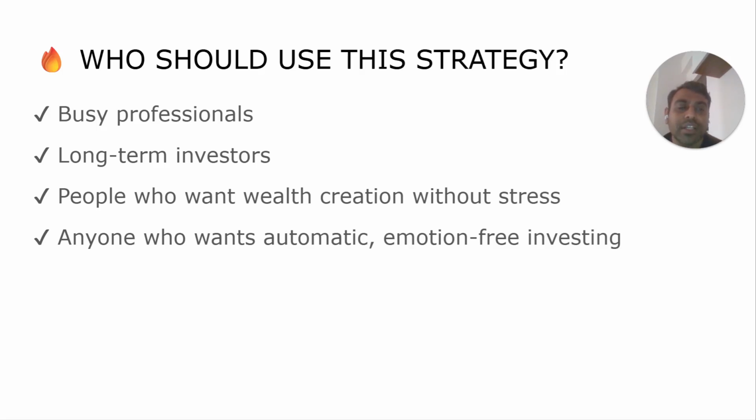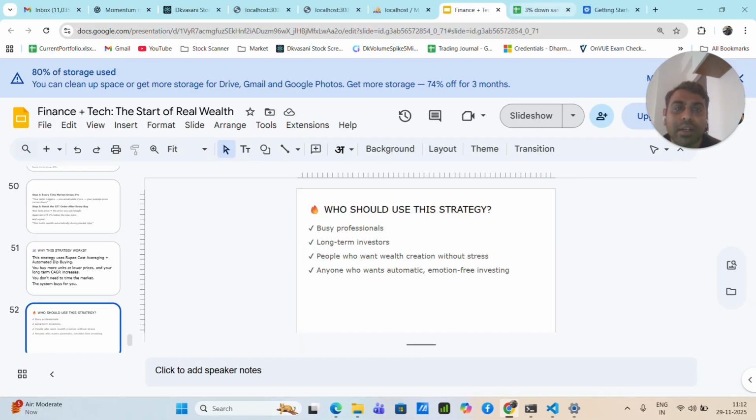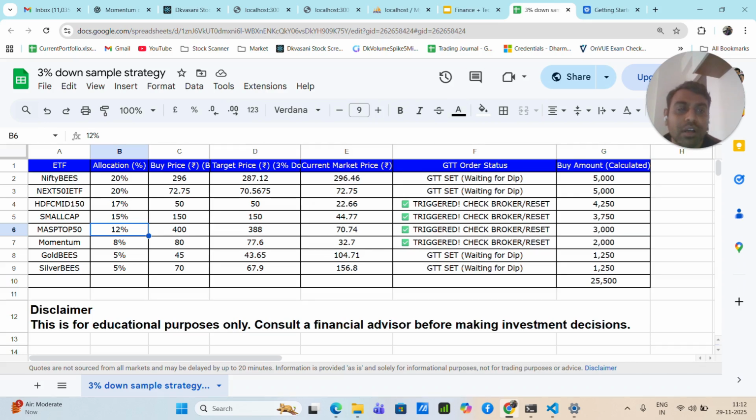Now let me showcase each ETF and how we can allocate. Let's take one example. I have prepared one sheet, and I will put this sheet in the video description so you can check it. For example, we have identified these top 8 ETFs, and we have also set the percentage allocation. You can also change your allocation, after getting advice from your financial advisor, and the buy amount for this. If you want to invest 25,000 monthly, you can divide it this way.